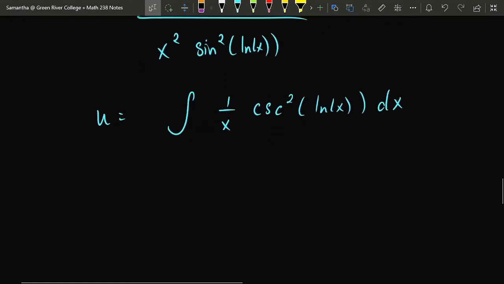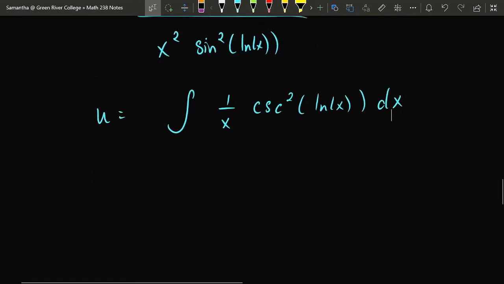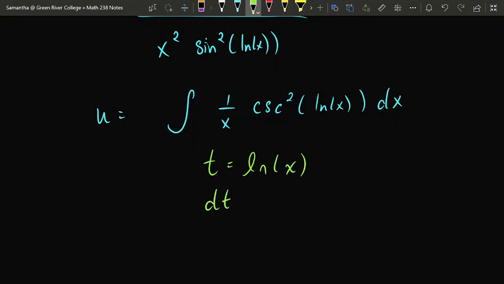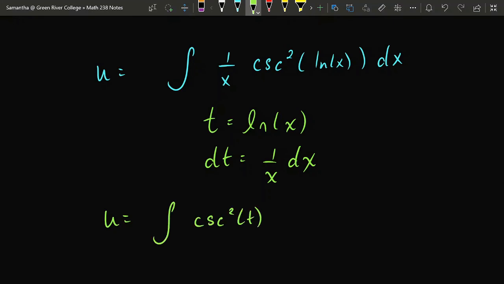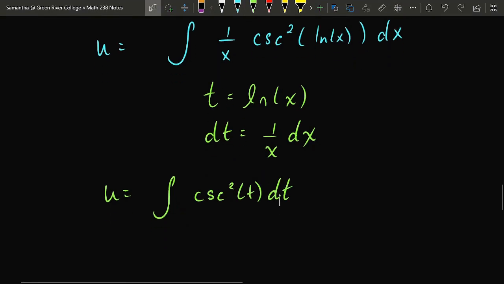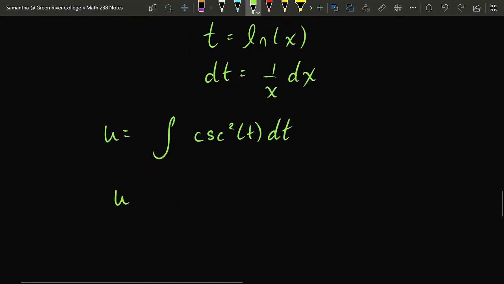Now, believe it or not, this antiderivative can actually be calculated by hand. If I was in a very perverse mood, I would give this to my Calc 2 students. You can actually evaluate this by using a substitution. Now, I can't use a u substitution because u is already taken, so let me just go ahead and let t be equal to the natural log of x. That way dt is equal to that 1 over x dx that we have in our integral. So u is equal to the integral of cosecant squared of t dt, and the antiderivative of cosecant squared is just equal to negative cotangent.